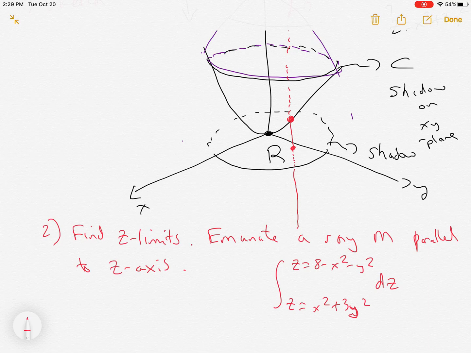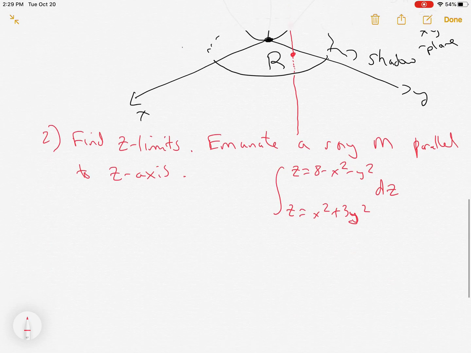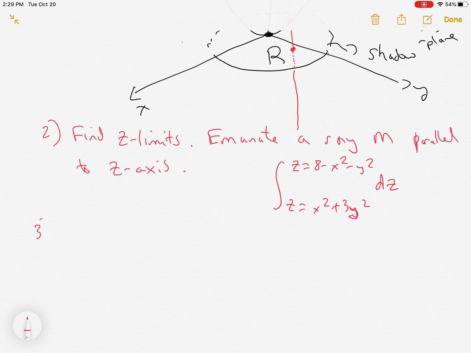That's the only new thing from this section. Because now all we're going to do is do exactly what we did and find the area of R with x and y. So we found the z limits, so 3. Find the x, y limits. And for this, we need a sketch.